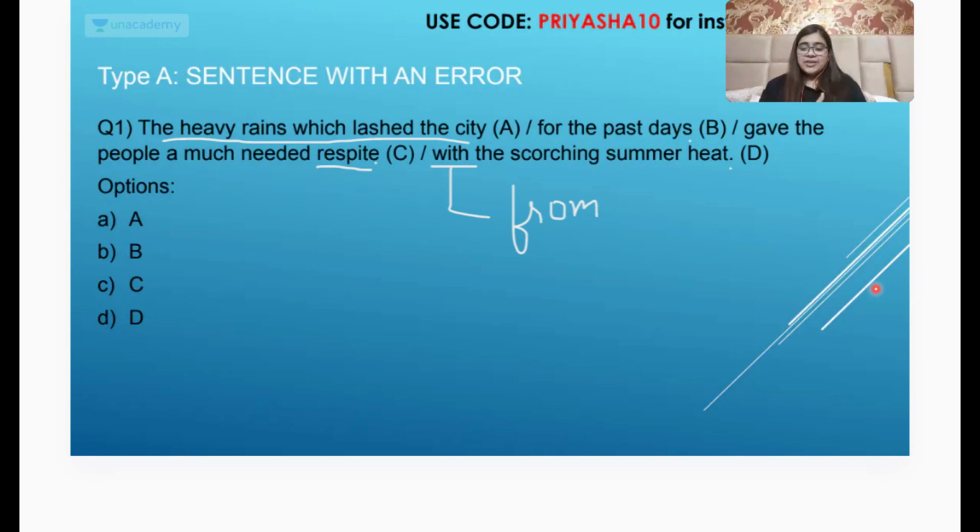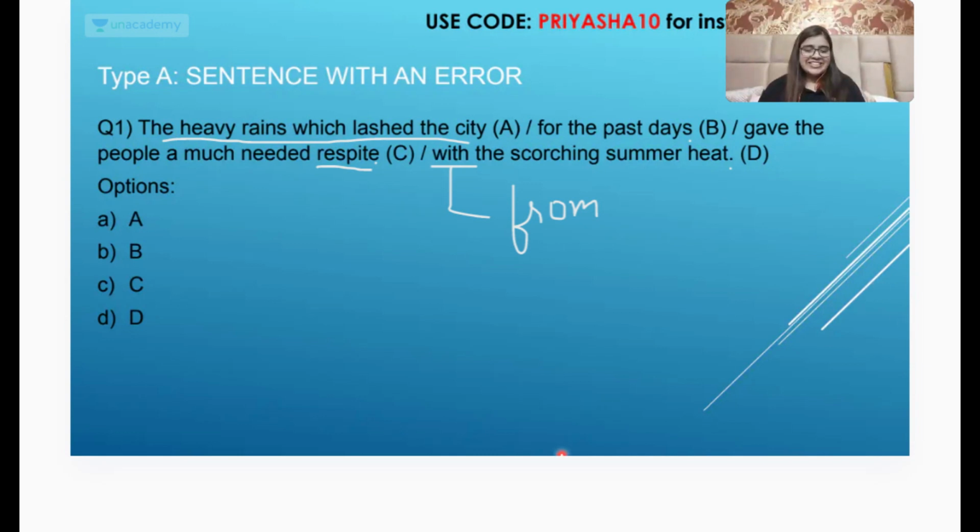Respite from, in Hindi? No idea. Heavy rains give us respite from anything. You are getting relieved from something. Relieved from, respite from. In Hindi, we call it... no idea. Of course, you shouldn't discuss it in Hindi.